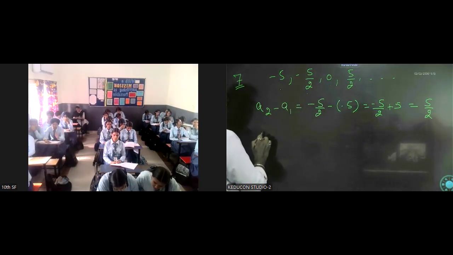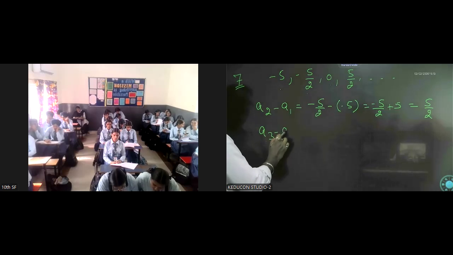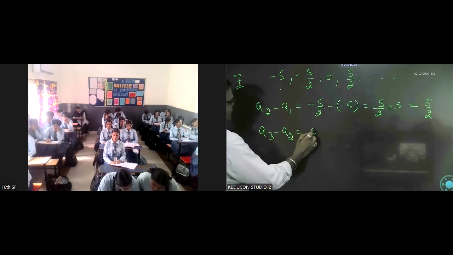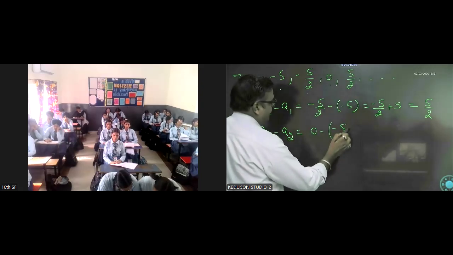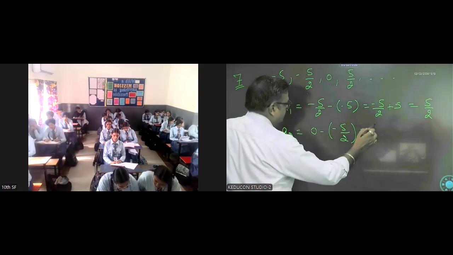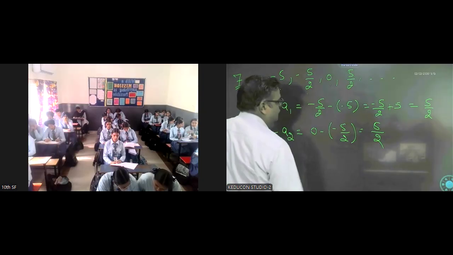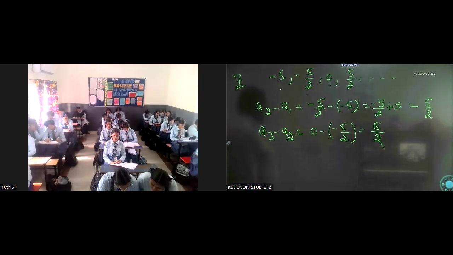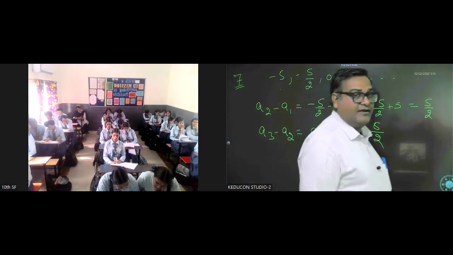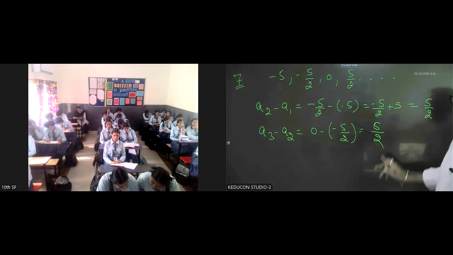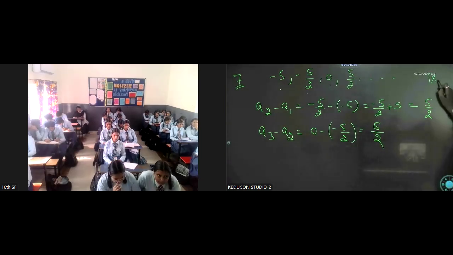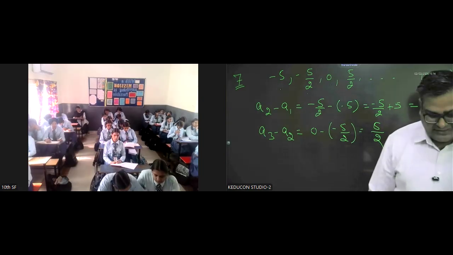from the third and second term. The difference of third minus second term: 0 minus 5 by 2. That is 5 by 2. So the common difference comes out to be the same. Hence it is an AP. Is this clear? So the assertion is true. Now, what is the reason?